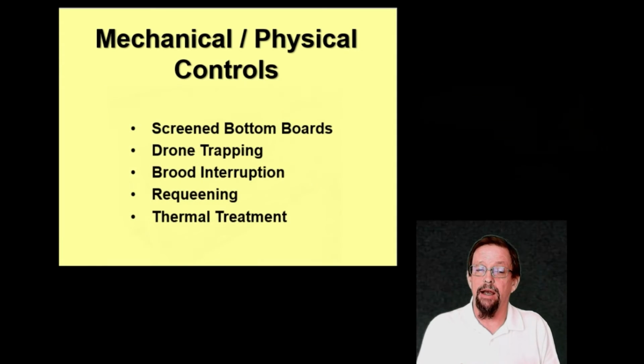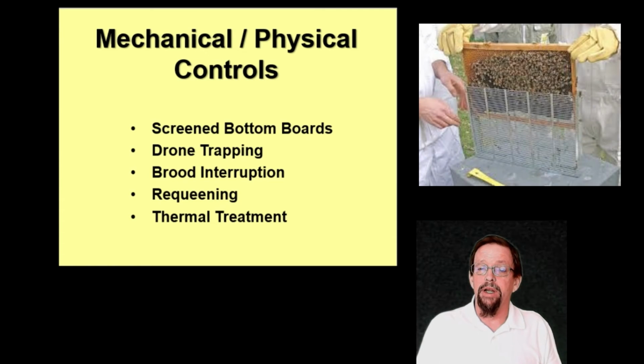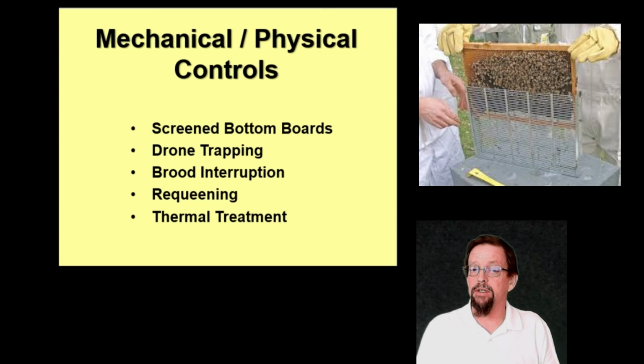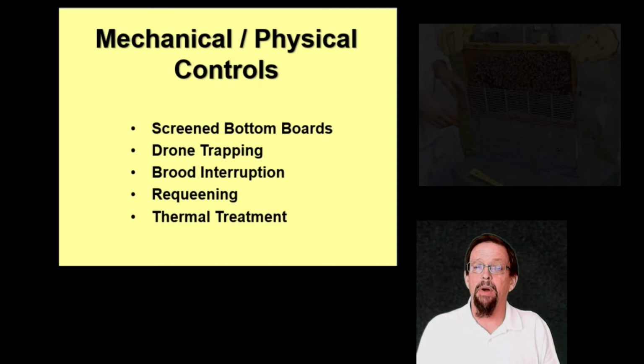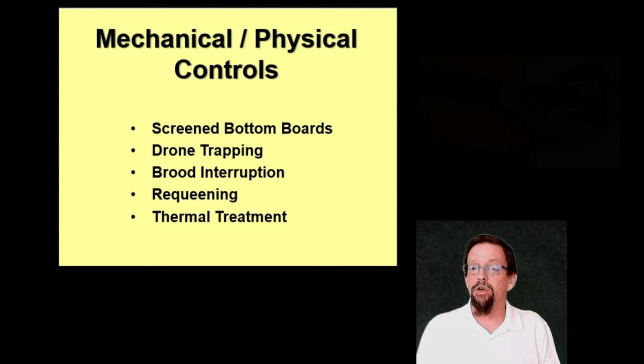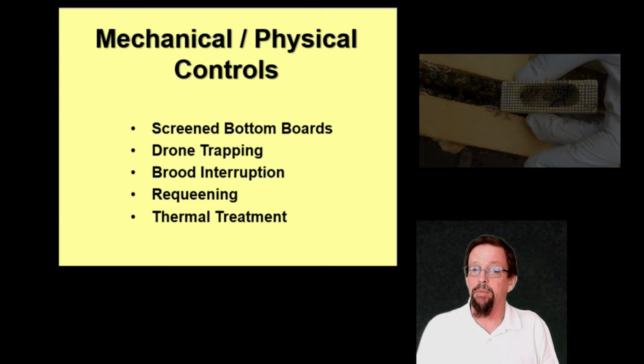Another method is brood break interruption, to actually cage the queen up for a week and stop the actual reproductive cycle of the queen, and it basically cuts down the areas where the mites can reproduce. Also, requeening goes hand in hand with brood interruption, and you can requeen with a queen that has genetics that help reduce the mite population.